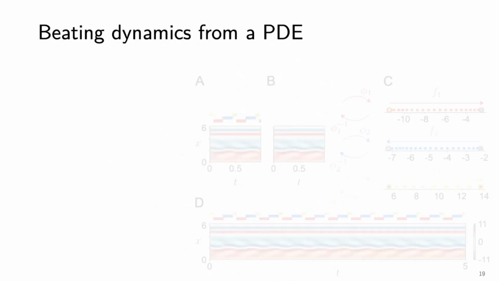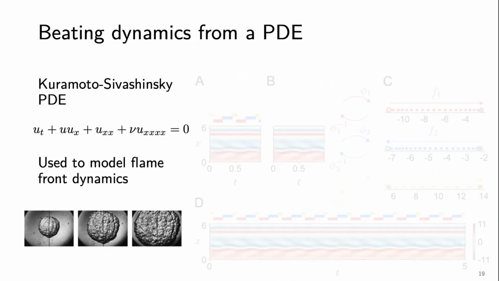Okay, so let's get into something a little bit more complicated than just circles and donuts. And so what we'll do now is work with dynamics from a partial differential equation. So the PDE that we'll be using will be the Kuramoto-Sivashinsky PDE, which I've written here. And this is a PDE that among other uses, it's used to model flame front dynamics. So the evolution of flame fronts, just a few snapshots shown on the bottom left here.